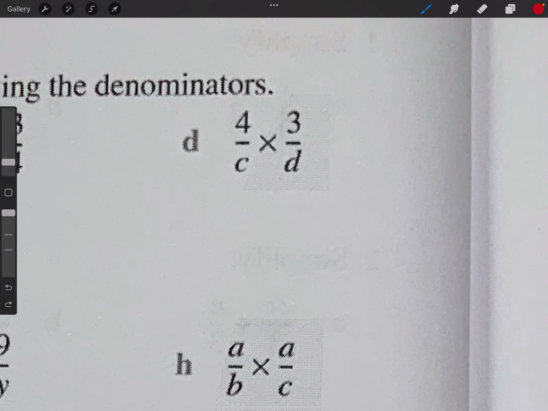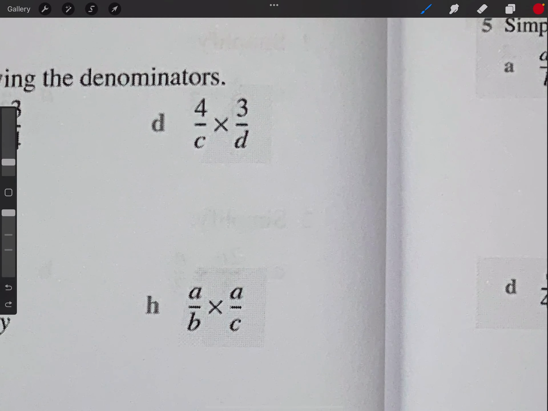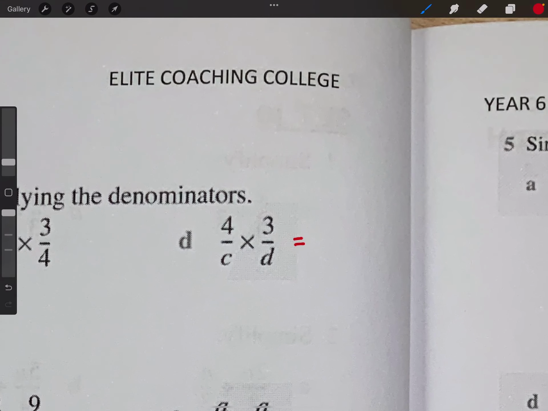Alright, so what we want to do is look at question D here. We want to multiply these two fractions and they have letters in them. When we multiply a fraction, let's say I have 2 over 3 times 3 over, I don't know, let's say 5, we just multiply them across. So this will be 2 times 3 is 6 and 3 times 5 is 15.